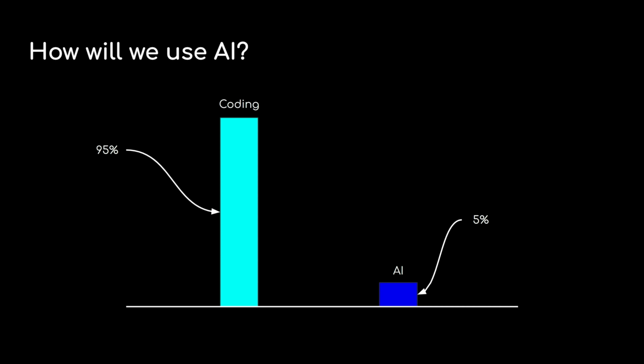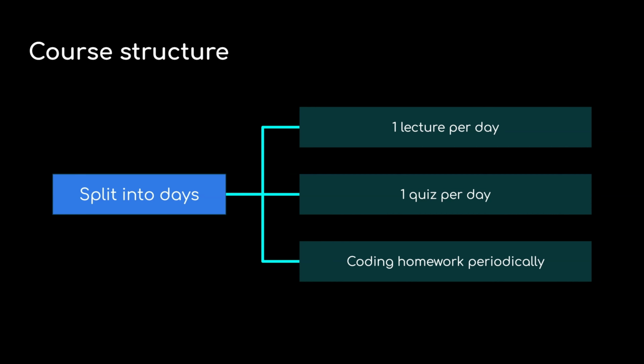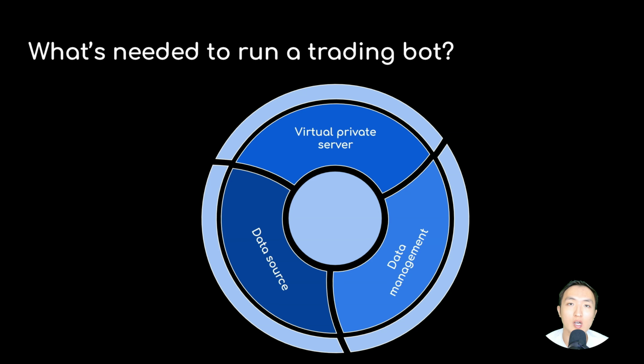Given our course objective, most of this course will be you learning how to code, and only a small percentage of it will be AI. We'll only use AI for tedious tasks and complex functionalities such as building machine learning models. The course is split into days. There's 1 lecture and 1 quiz per day, and coding homeworks periodically to help reinforce what you learned in prior lectures.